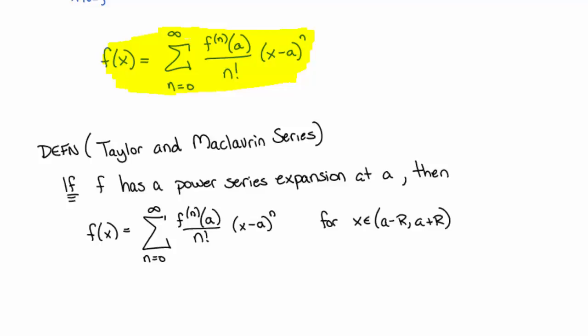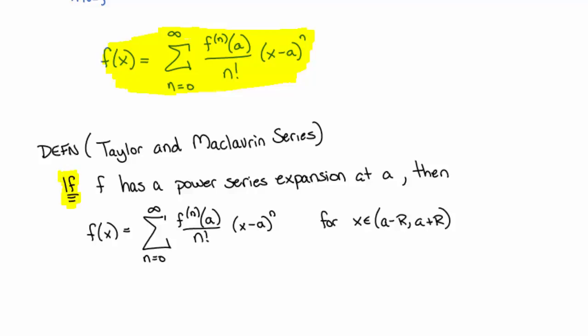Okay, so by definition of a Taylor and a Maclaurin series, these are actually two different forms of the same power series. The statement is if, and that's a huge if, we know that f has a power series expansion at a, then f is actually equal to its power series expansion at a, and it looks like this, right? The summation 0 to infinity of that stuff.